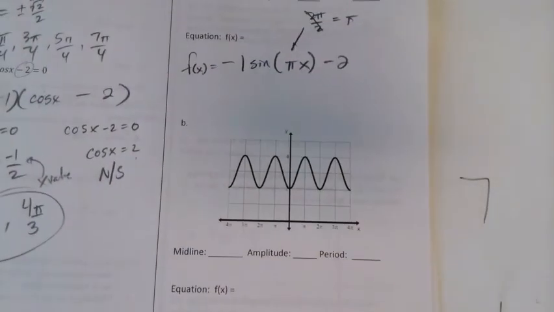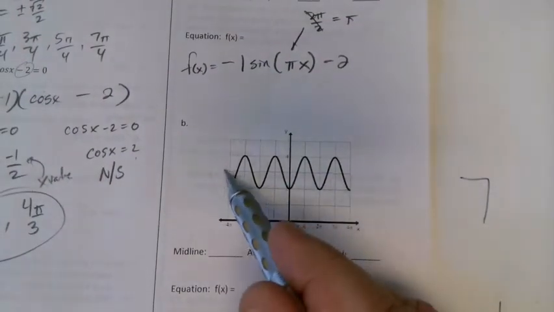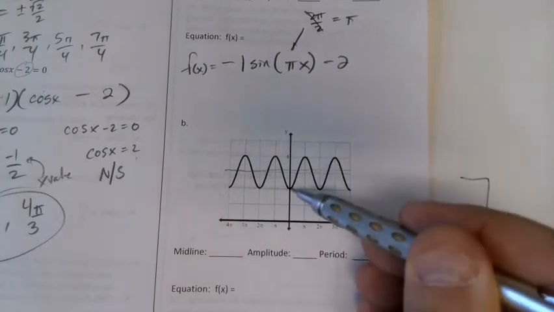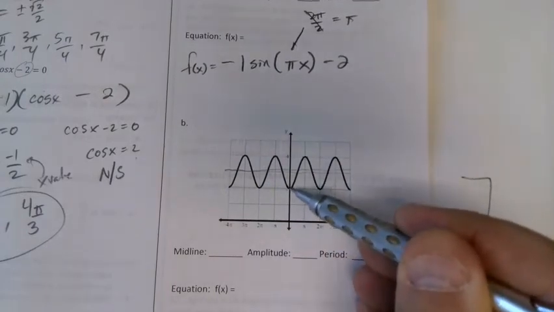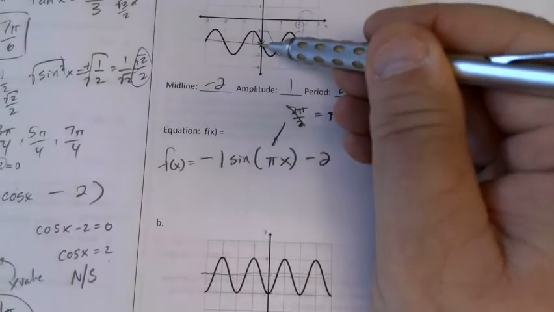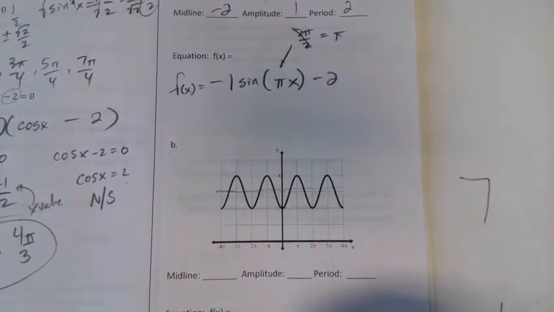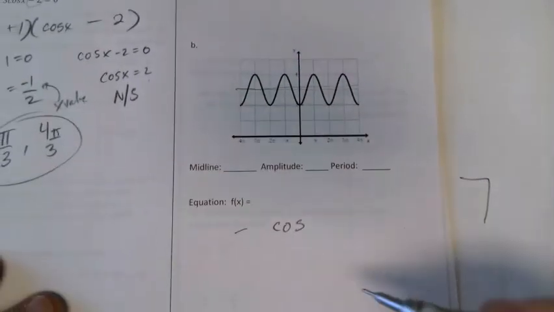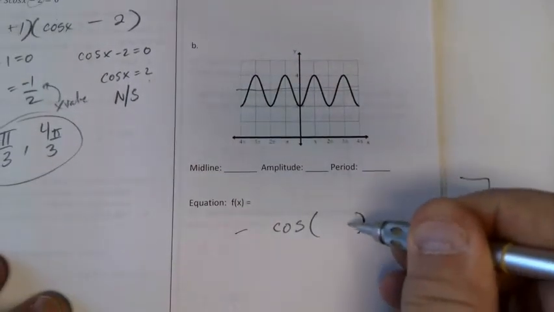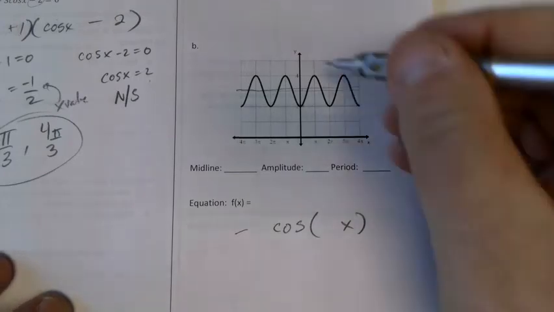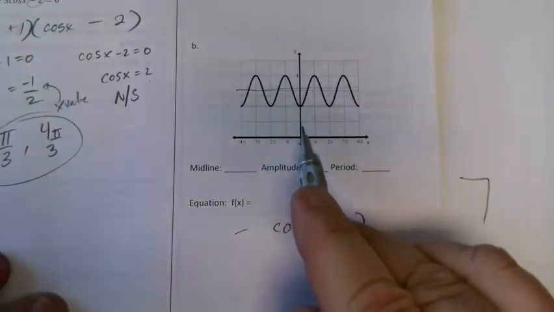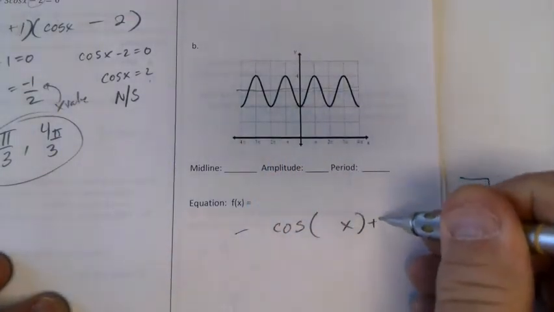Okay, so this, I'm looking here. My midline, I can see it goes right down the middle. But now see how this starts below? It doesn't start on the midline like this one did. This is a cosine. In fact, it's a negative cosine. So I'm going to start by going negative cosine. I need to fill some things in. Okay, the midline, it's at 1, 2, 3. So that gives me +3 out here.